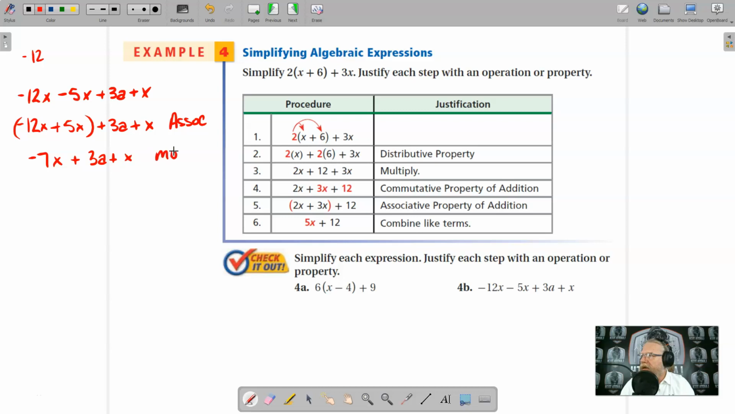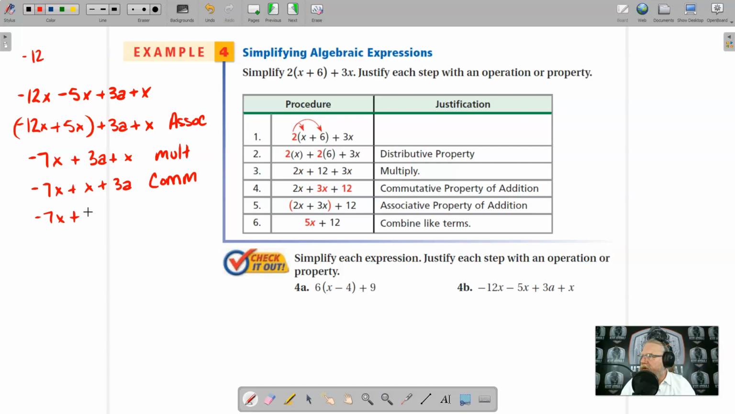This is multiply. And oh, I got some x's here. So next thing I need to do, let's get the x's next to each other. So we're going to go ahead and switch the place of the x and the 3a. So I did some moving. They switch places, so things that move, that's commutative property. Now I have negative 7x.